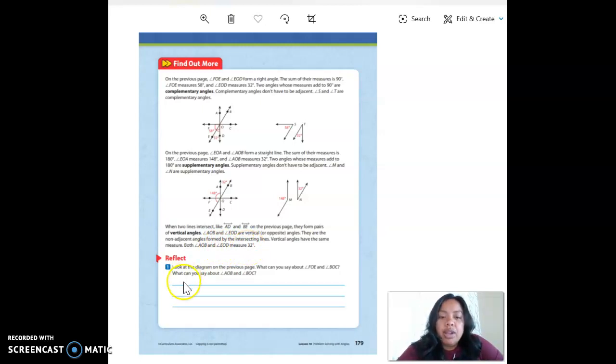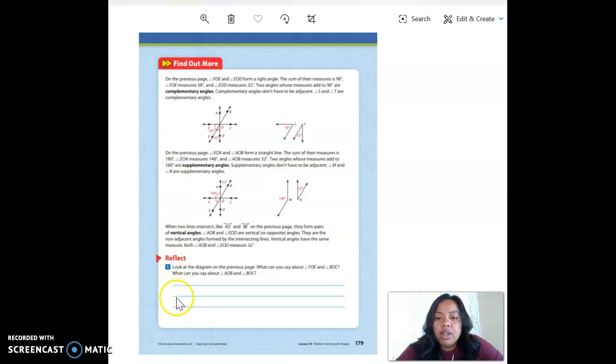I'm going to leave you off with trying this problem on your own. It says, look at the diagram on the previous page. What can you say about angle FOE and angle BOC? What can you say about angle AOB and BOC? What you're saying is based on what we learned here. Are they complementary angles? Are they supplementary angles? Complementary angles equal 90 degrees. Supplementary angles make a straight angle equaling 180 degrees. Or are they vertical angles? Are they across from each other and equal to one another?